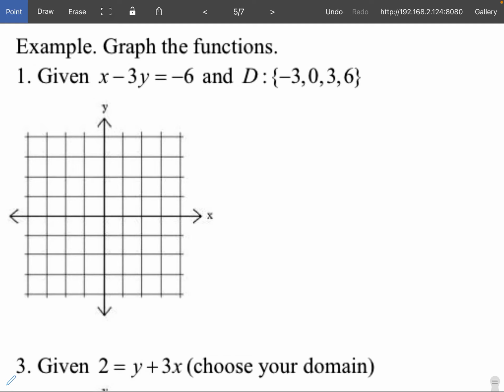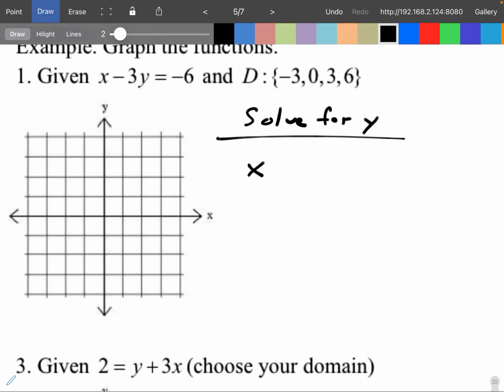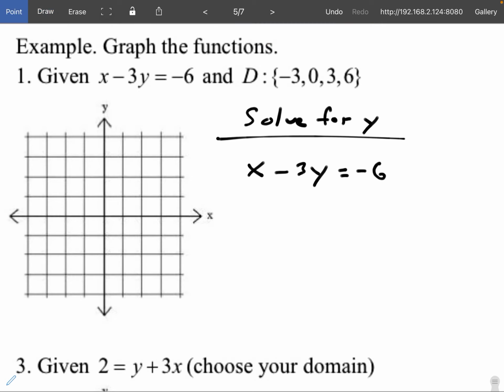So the first problem. You guys see right here, this is not solved for y. So let me zoom in on that. This one right here is not solved for y, so we need to do that first, okay? So we're going to write solve for y. We got x minus 3y equals negative 6.